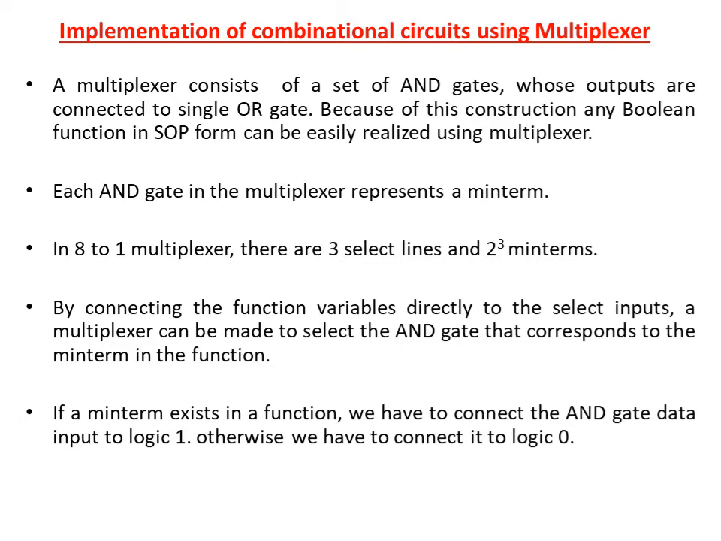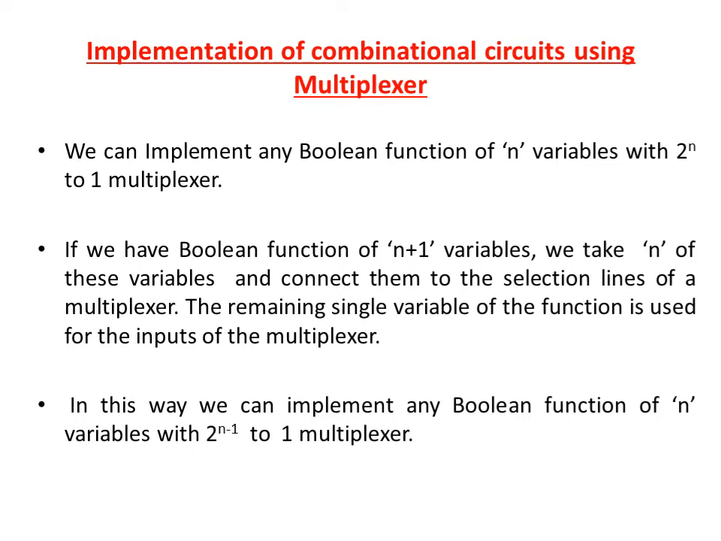So we can implement any Boolean function of n variables with a 2 power n to 1 multiplexer. Suppose if n plus 1 variables are available, in that case we will take n selection lines and the remaining single variable is used as the input for the multiplexer. So this way we can implement with a 2 power n to 1 multiplexer.